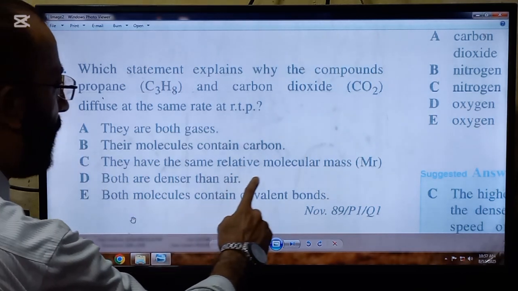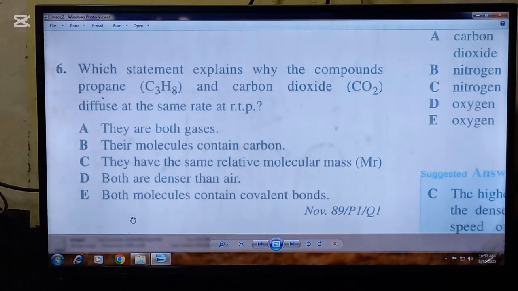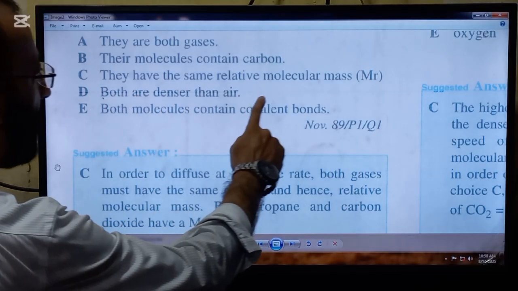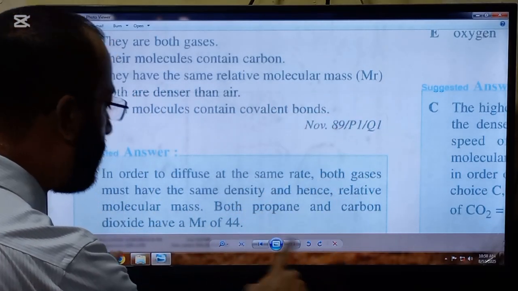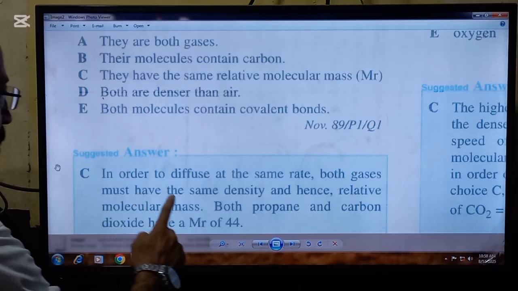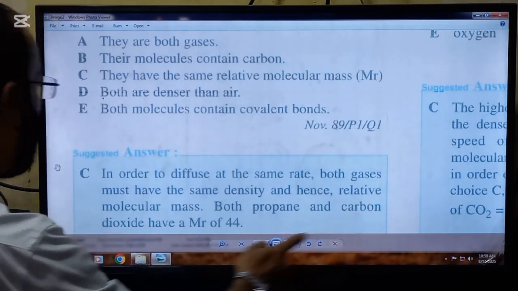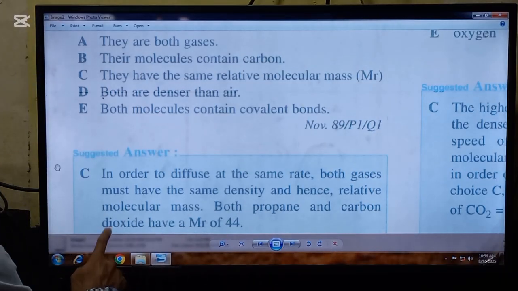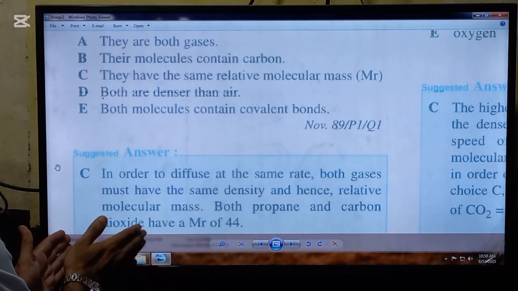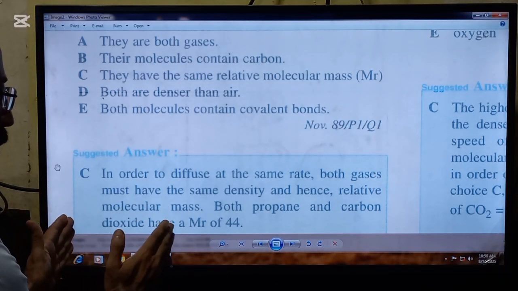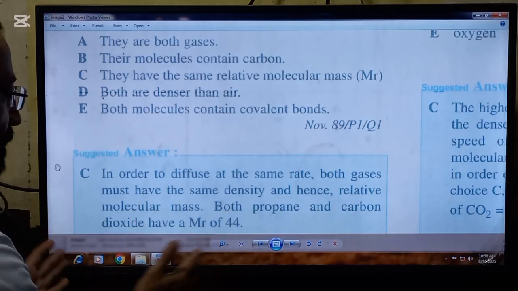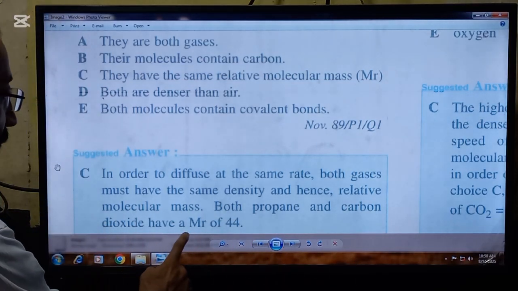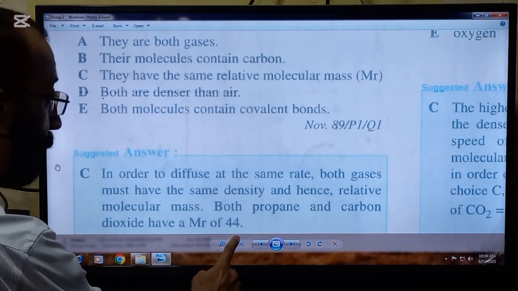They have the same relative molecular mass. So look now, C is the answer. And here is the explanation. In order to diffuse at the same rate, both gases must have the same density and hence relative molecular mass should be equal, because if the relative molecular mass is equal, they will have the same density. Both propane and carbon dioxide have a relative molecular mass of 44.